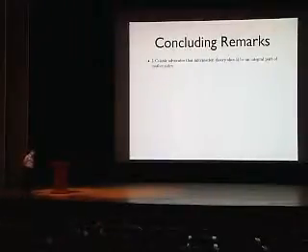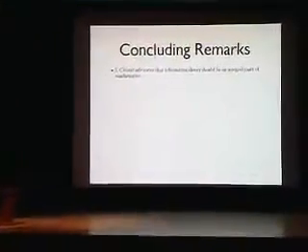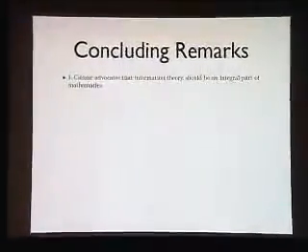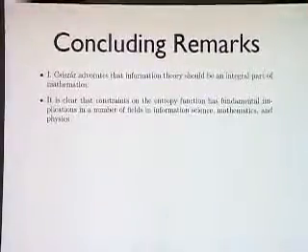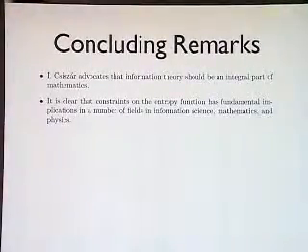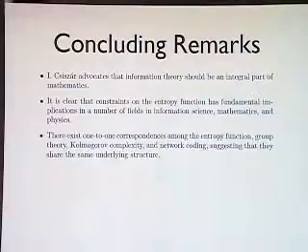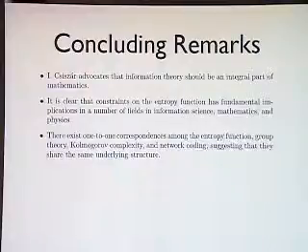Imre Csiszár, an eminent member of our community, advocates that information theory should be an integral part of mathematics, and I cannot agree with that more. It is now clear to us that constraints on the entropy function have fundamental implications in a number of fields in information science, mathematics, and physics. There exist one-to-one correspondences among the entropy function, group theory, Kolmogorov complexity, and network coding, suggesting that they share the same underlying structure. Although what this underlying structure is is not clear at this point, it's quite intriguing to me.